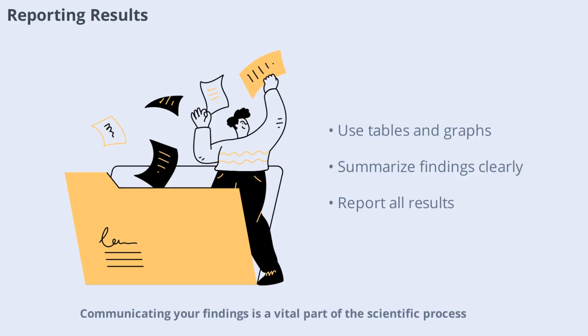Communicating your findings is a vital part of the scientific process. Results should be presented clearly, using tables, graphs, and written summaries. Transparency in reporting allows others to evaluate and replicate your work. It's important to include both positive and negative results, as all data contributes to scientific understanding. Next, we'll discuss the significance of protocols in ensuring experimental reliability.